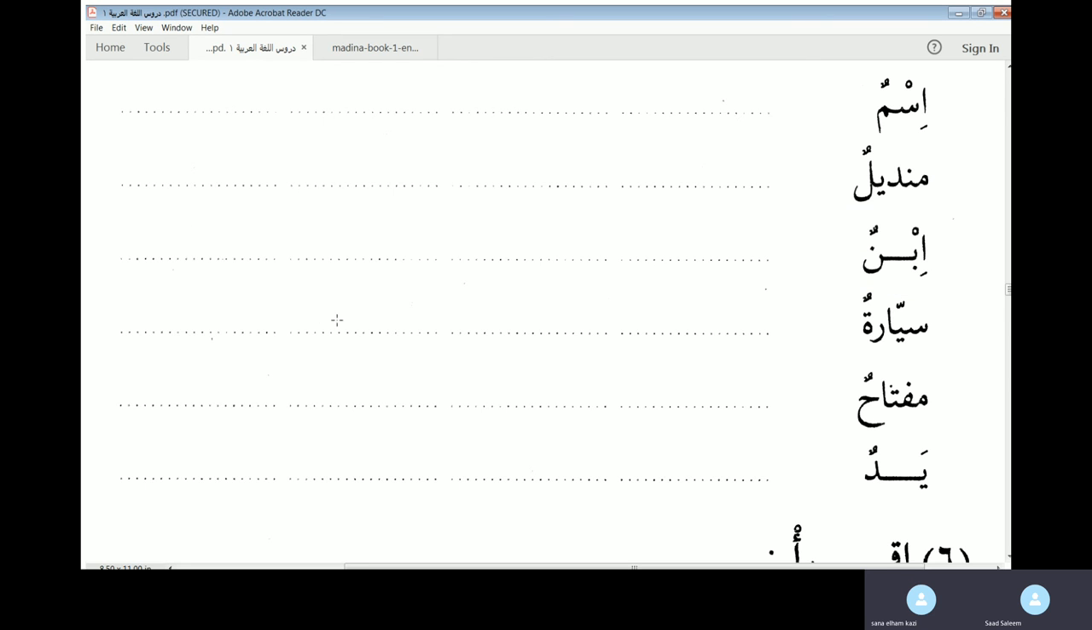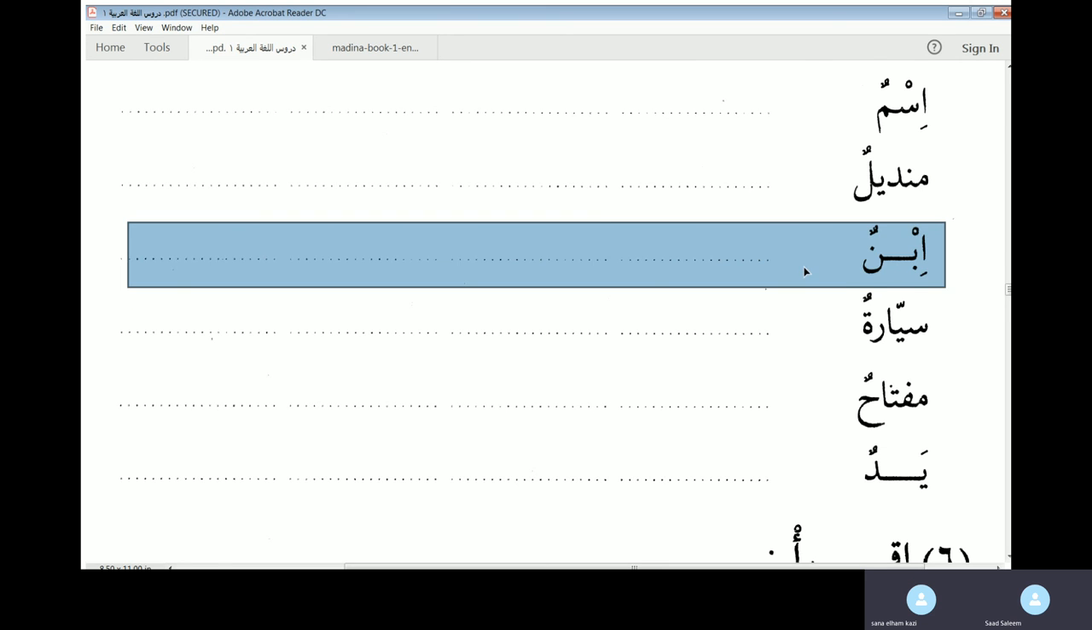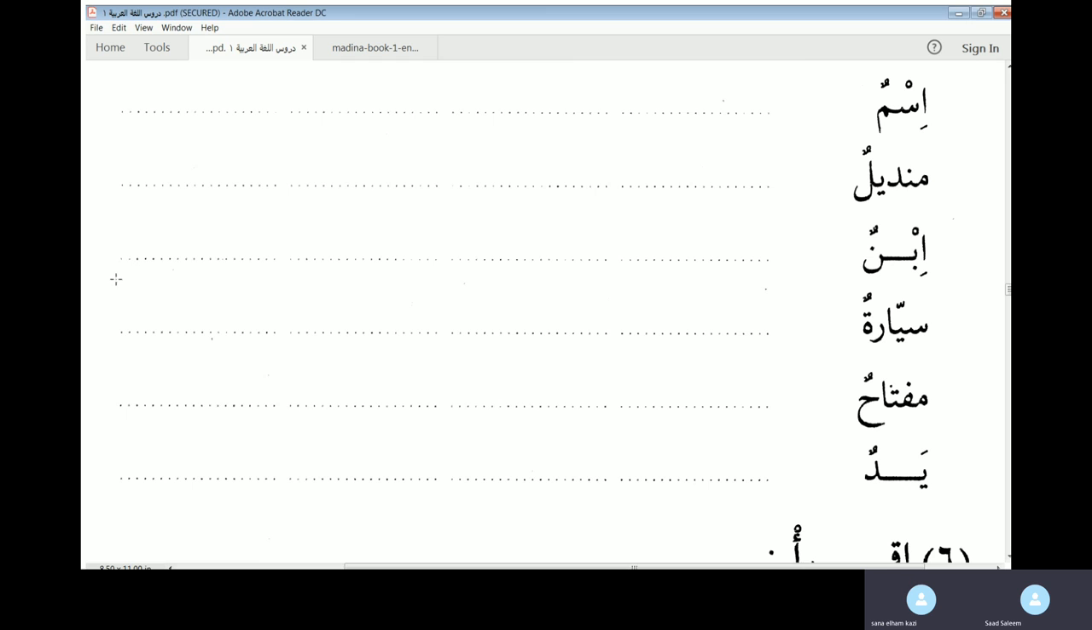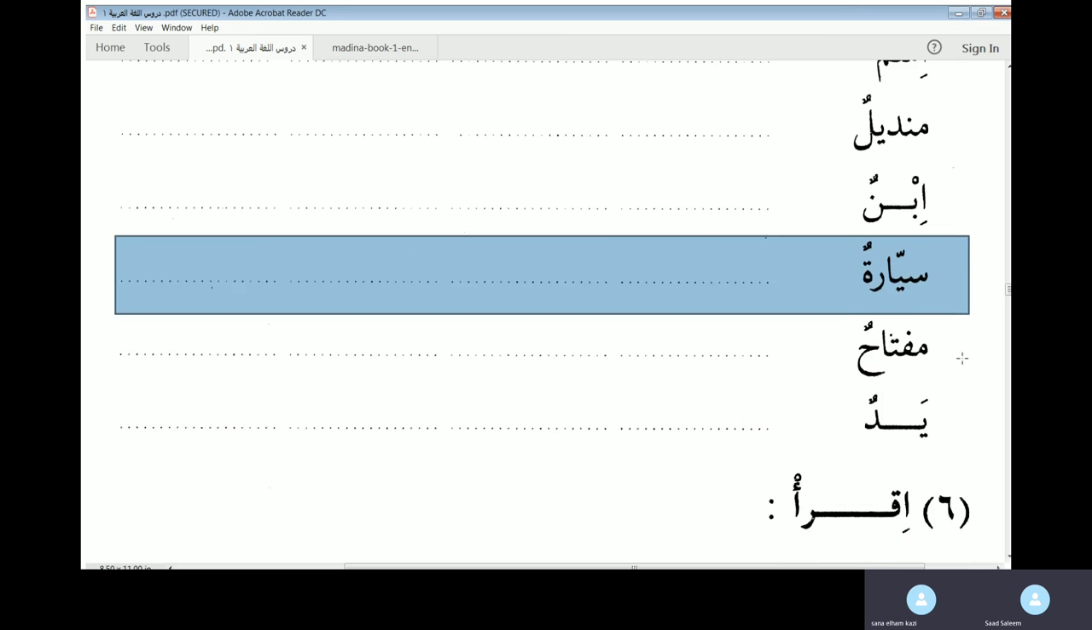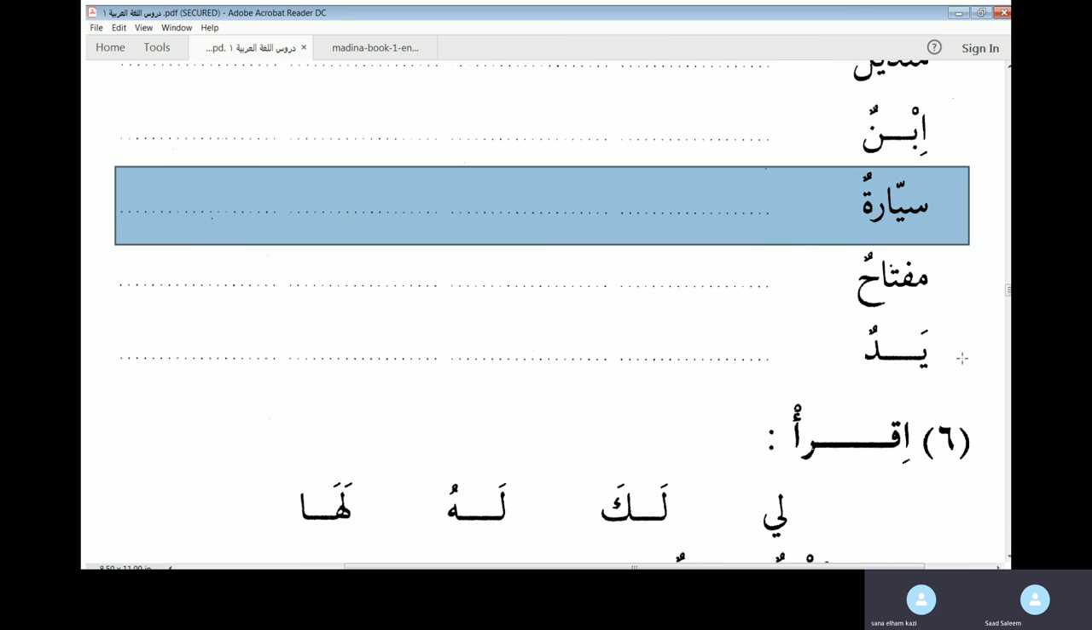My son. Hazab Nuka, your son, Hazab Nuhu, his son, Hazab Nuha, her son. Sayarati, Hazab Sayarati, Hazihi Sayarati, هذه سيارته هذه سيارتها.